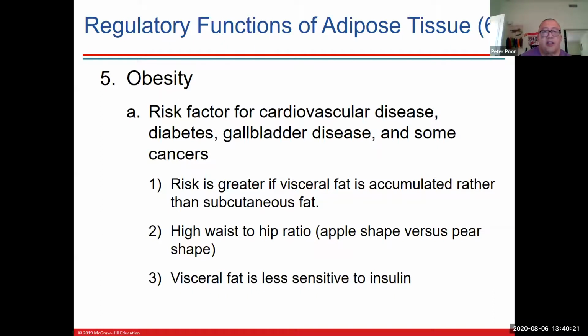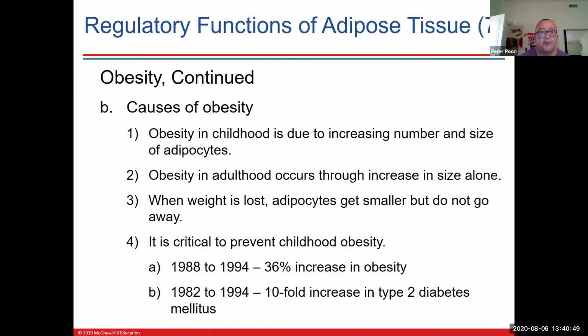Obesity is a great risk factor for cardiovascular disease, diabetes, and some cancers. So there is the high waist to hip ratio. It is better to be pear shaped than apple shaped. So the risk is greater if visceral fat is accumulated rather than subcutaneous fat.